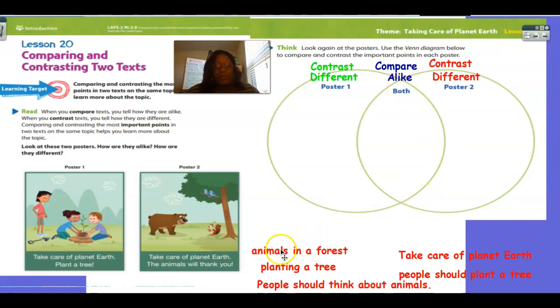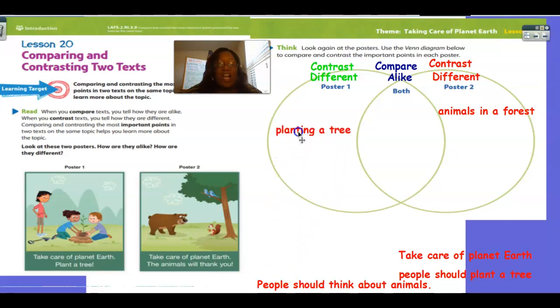So, animals in a forest, okay? Looking at poster 2, I would say that belongs on a contrasting side. You only see the animals in poster 2. Planting a tree, I would say that belongs with the contrasting side of poster 1. It is different than poster 2 because they're only planting the tree in poster 1.